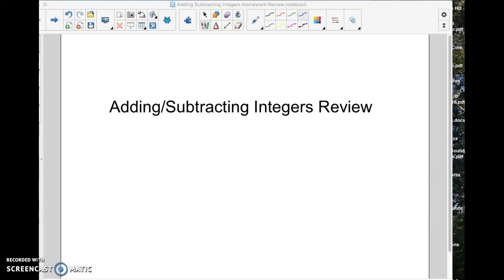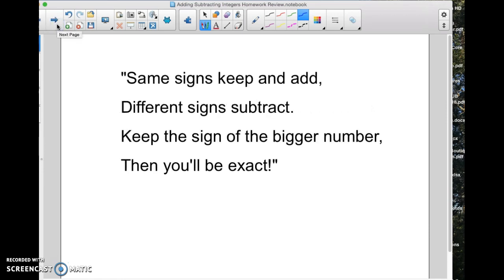Hey guys, we're going to start adding and subtracting integers review. If you will, on your piece of paper, you need to follow me along. You need to pause so you can try the problems on your own before I get the answer on my screen as well. Okay, so you need to be writing this on your own paper. So this is a review of our test that is tomorrow.